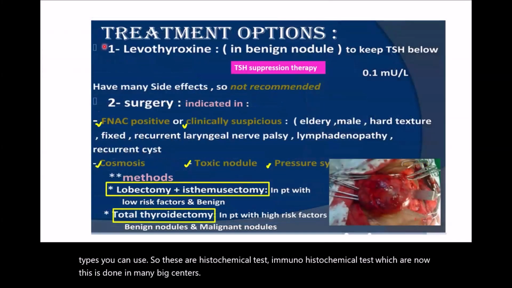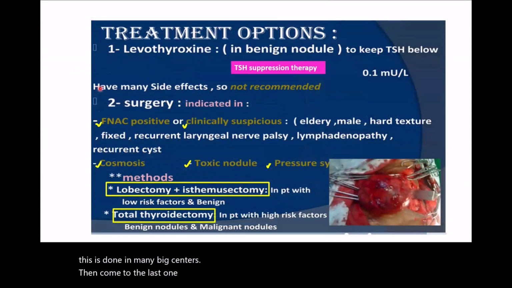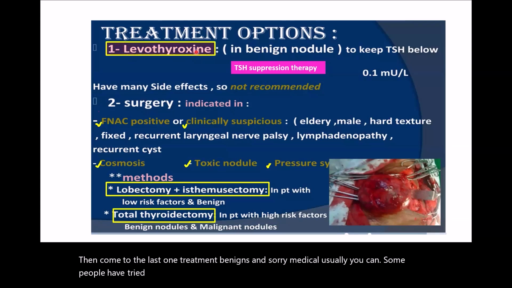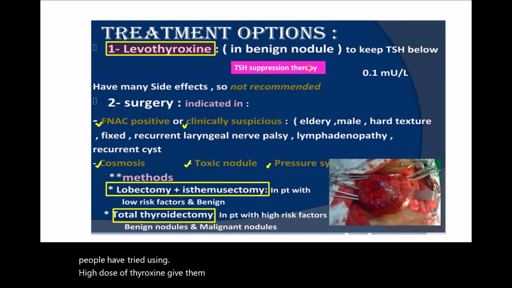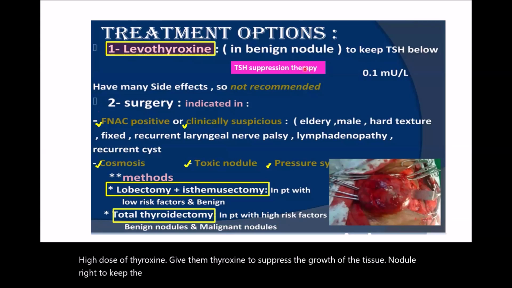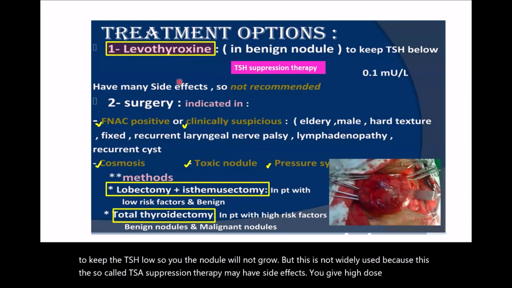Then we come to the last one, treatment of benign nodules. Medical: usually some people have tried using a high dose of thyroxine to suppress the growth of the nodule, to keep the TSH low so the nodule will not grow. But this is not widely used because the so-called TSH suppression therapy may have side effects. If you give a high dose, the patient becomes thyrotoxic.